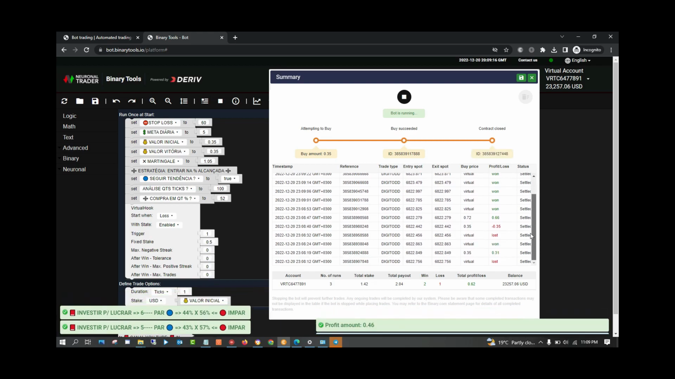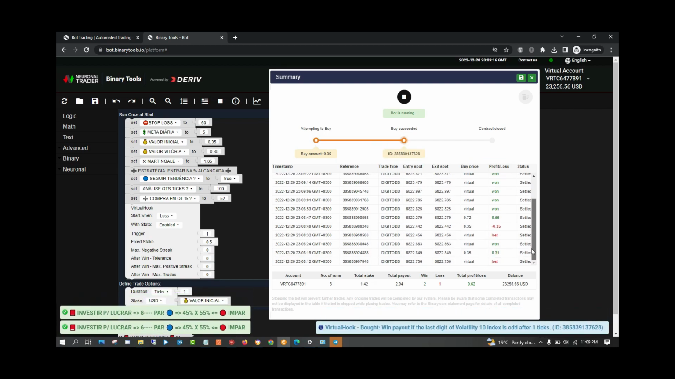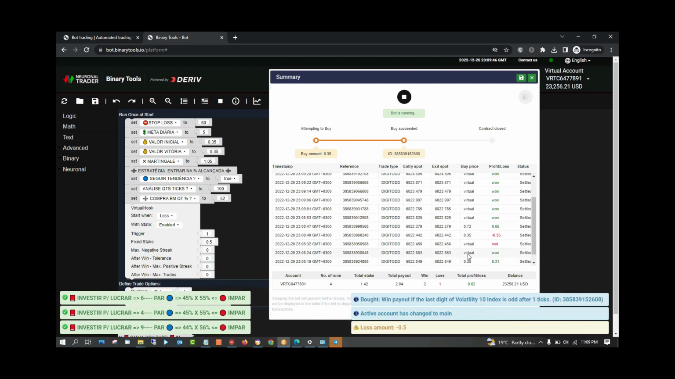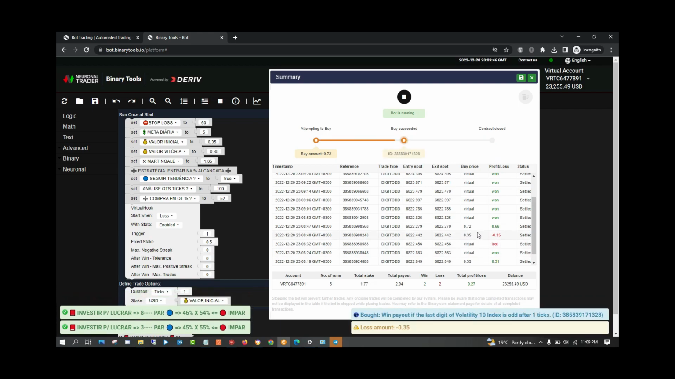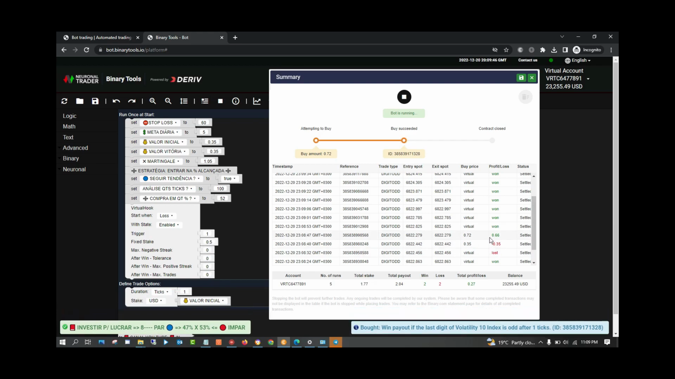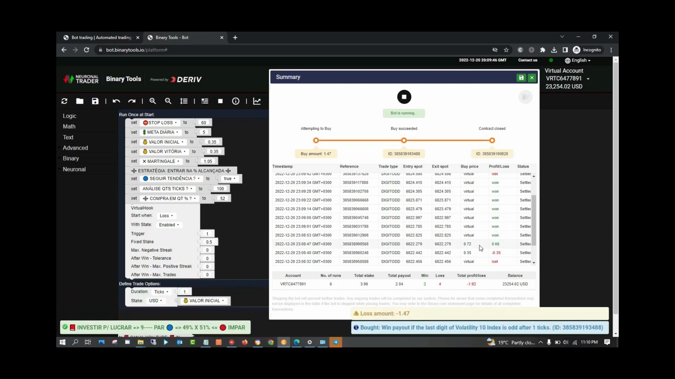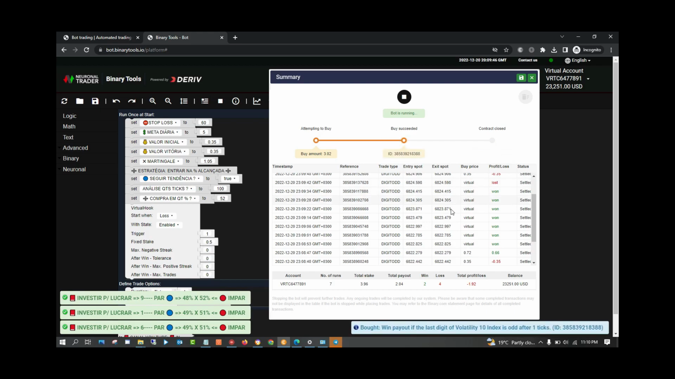So it started this way. It started with a virtual, and it is designed that if it loses on a virtual, it goes directly to a real account. When it loses on the real account, it now does the martingale until it wins the trade, okay? And when it wins the trade, it now goes to virtual, right? As you can see, it now went to virtual, and we have wins on the virtual account.